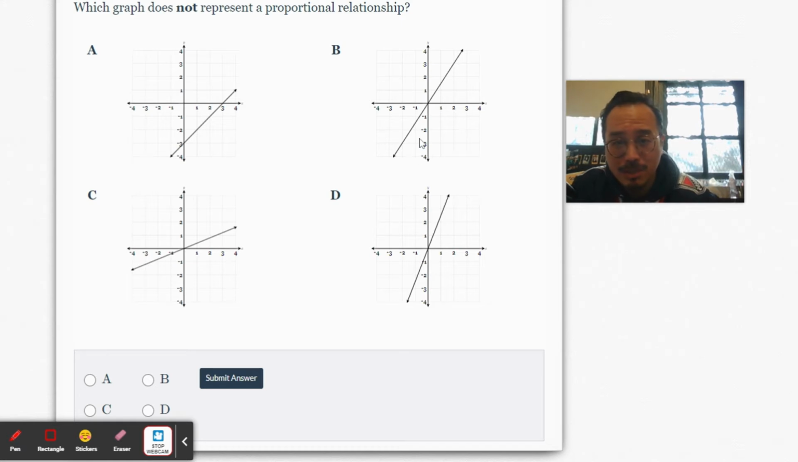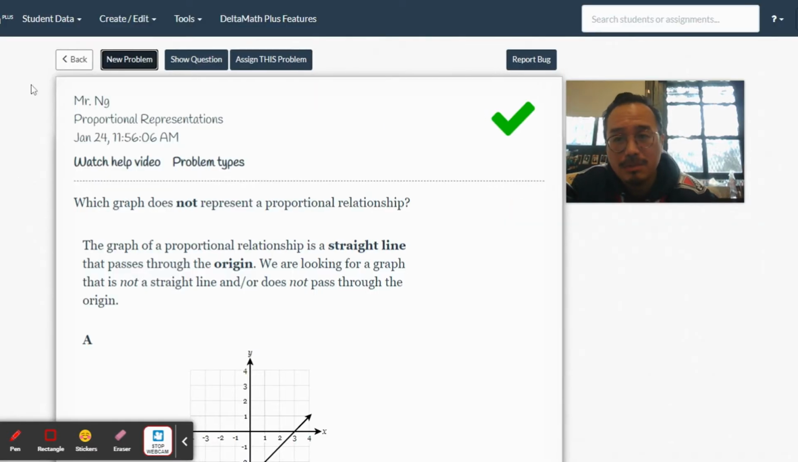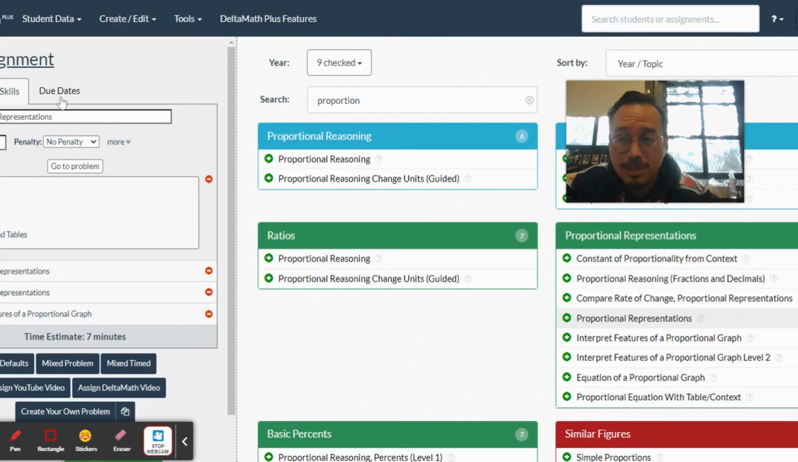So B is it. We're going to cross B out, cross D out, cross C out. And the only guy left is A. Now, what's wrong with A? Why is that not a proportional relationship? Yeah, the line is straight, but it didn't go through 0, 0. Didn't go through the origin. Okay, so I'm going to select that, submit the answer, and that's it. Okay, all right, let's do the next kind of question.